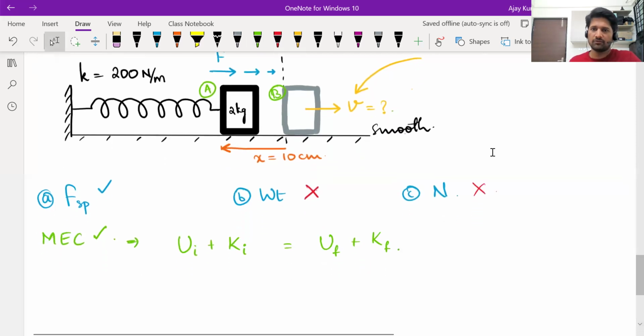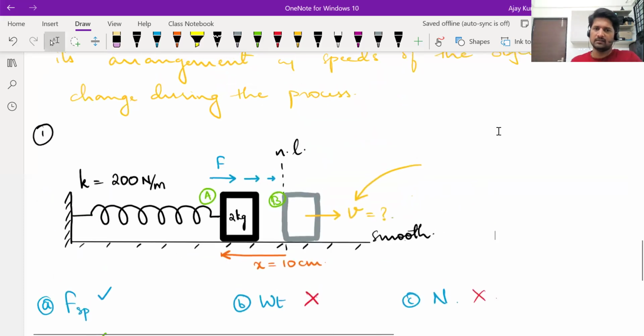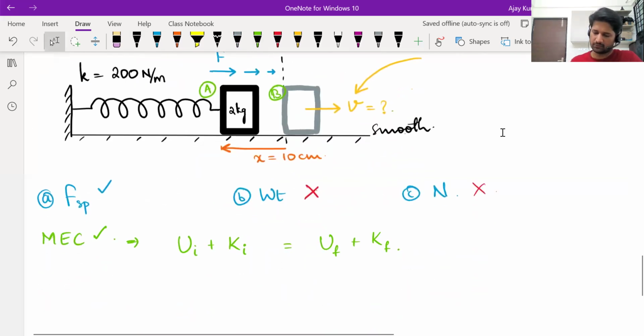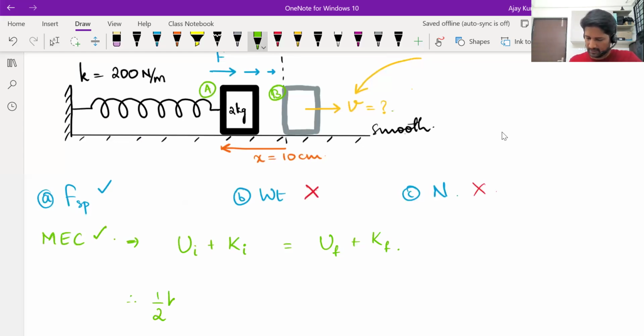And the conservative force doing work here is only the spring force. So the potential energy which you must write in this equation is the potential energy stored in the spring. And as I said, the formula for potential energy stored in the spring is half k x squared. Therefore, you will be applying mechanical energy conservation this way: half k times initial compression or elongation in the spring squared, plus kinetic energy initially.